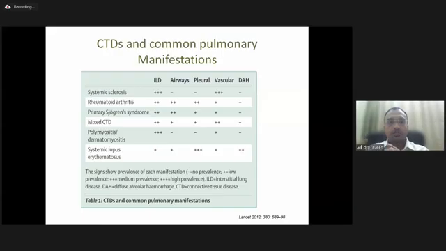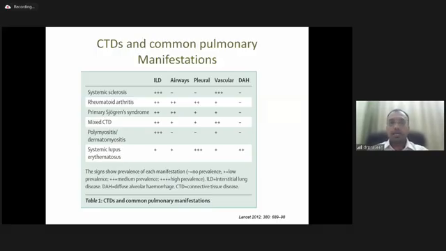And in most CTDs, it's not just the interstitial disease that is involved, as sir has already mentioned. There are a lot of pulmonary manifestations also. For example, systemic sclerosis has a lot of vascular manifestation other than the parenchymal involvement. Similarly, rheumatoid arthritis has parenchymal manifestation, as well as airway involvement and pleural involvement. Sjogren's also has ILD and airway involvement.